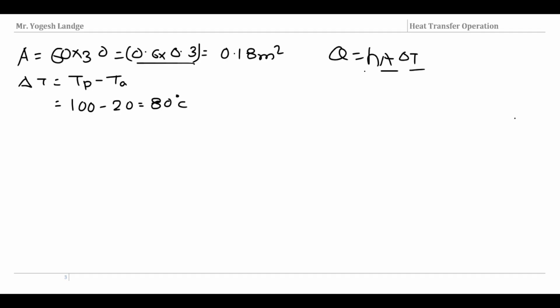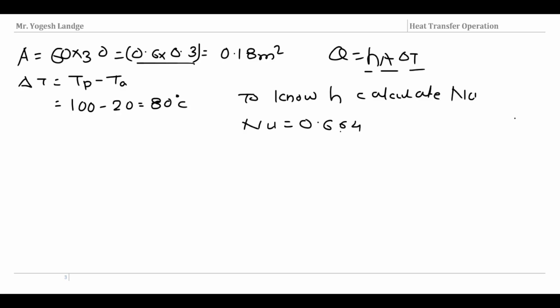Now we will focus on h, and for that we first have to use the correlation for the Nusselt number. To know h, we first calculate the Nusselt number. Nusselt number is equal to 0.664 into Reynolds number raised to the power 1 by 2 and Prandtl number raised to the power 1 by 3.